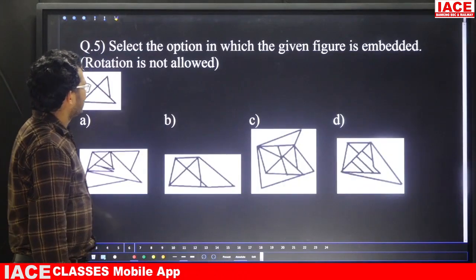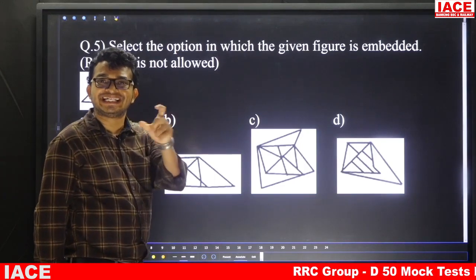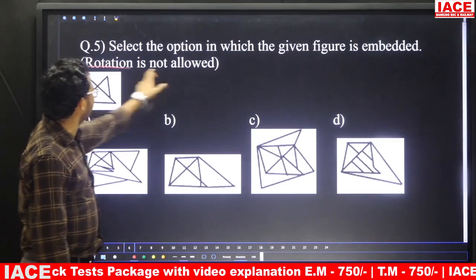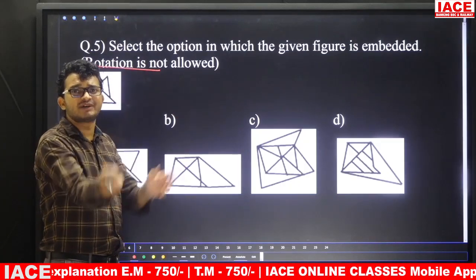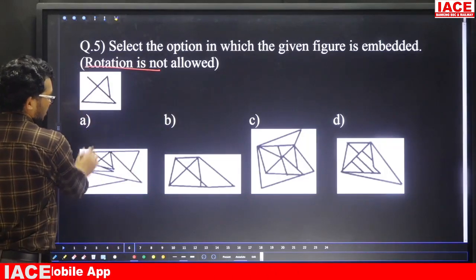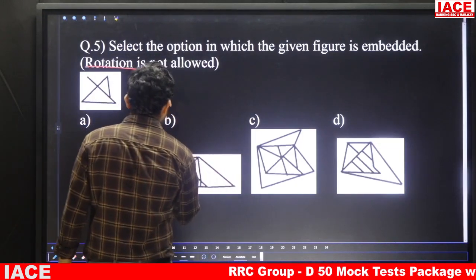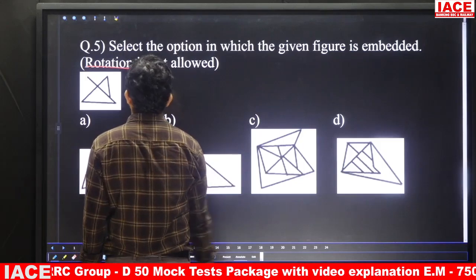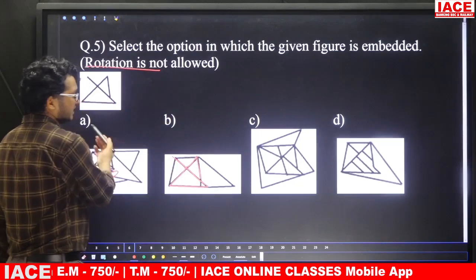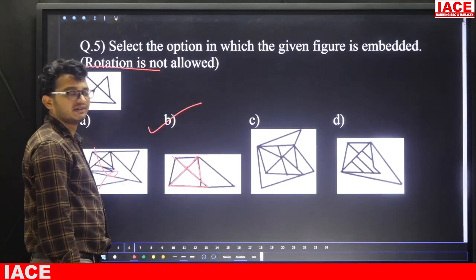Question number 5. Select the option in which the given figure is embedded. What is the meaning of embedded? A hidden figure. So the given figure is hidden in one of the following 4 figures, but rotation is not allowed. That means we are not going to rotate. Now suppose we take the first option, where is it hidden? No. Go for the second option. Friends, once you observe the second option, check here. Here it is like this. Here it is like this. Yes, in this diagram 2, the given figure is hidden. So the answer is option B.